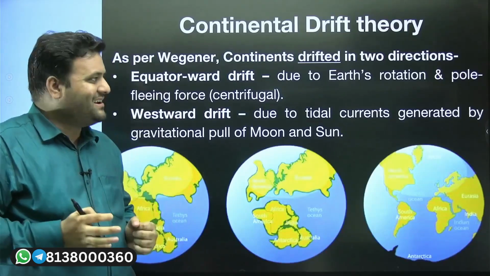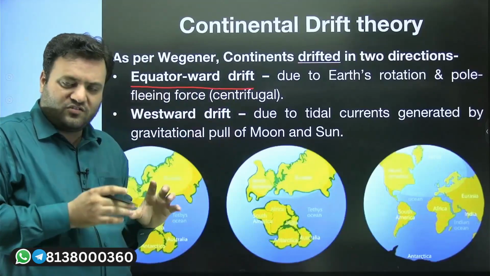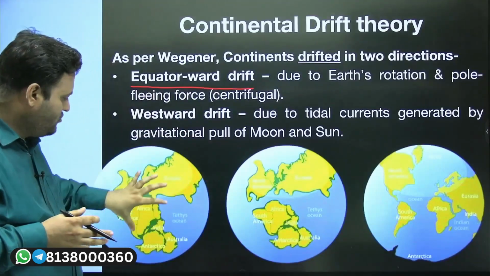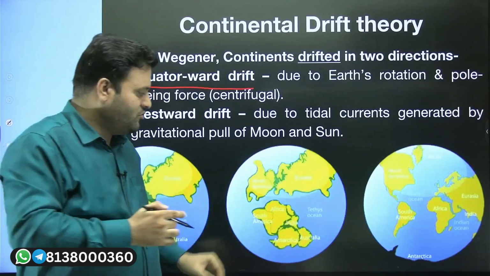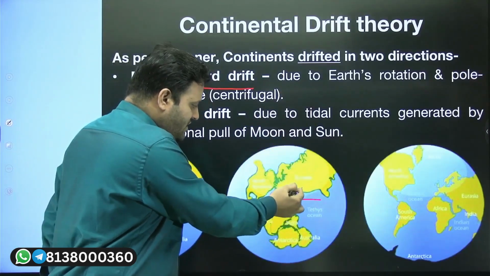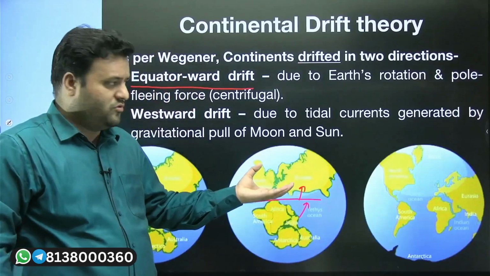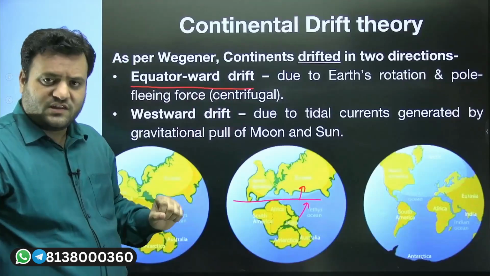And he stated that first there is an equatorward drift, meaning the continents that were together, first there was a movement of continents towards the equator. So towards the equator, these continents started to move. That was the very first thing.